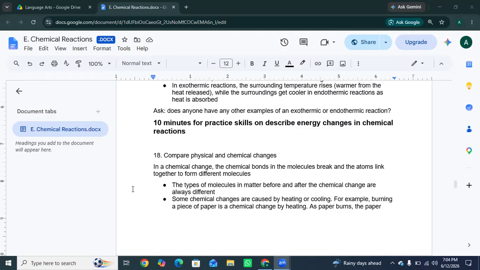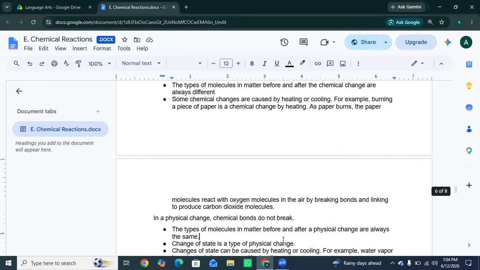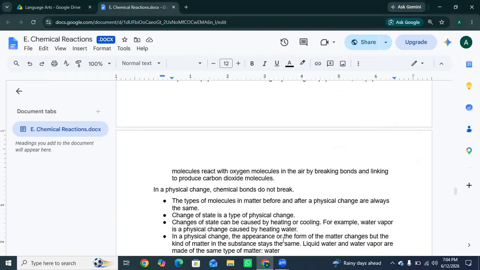Some chemical changes are caused by heating or cooling. For example, burning a piece of paper is a chemical change by heating. As paper burns, the paper molecules react with oxygen molecules in the air, breaking bonds and linking to produce carbon dioxide molecules. Heating a piece of paper causes a chemical change. The molecules in the paper react with oxygen to turn into ash and smoke. You can't turn the ash back into paper, so this is a chemical change.